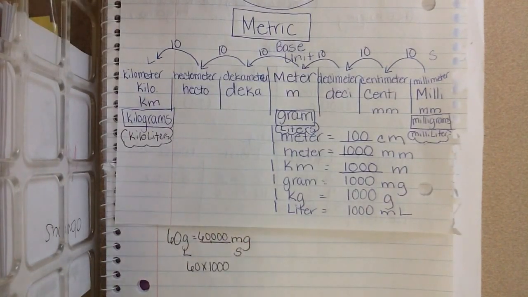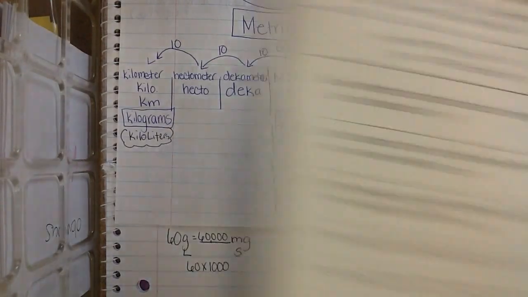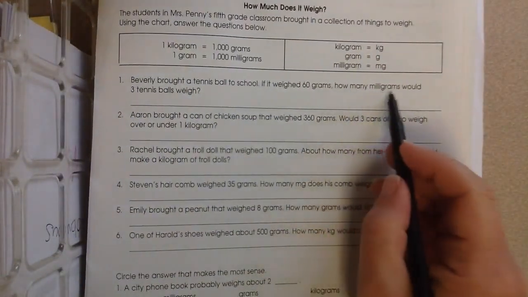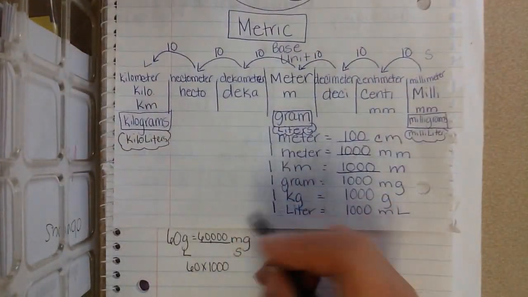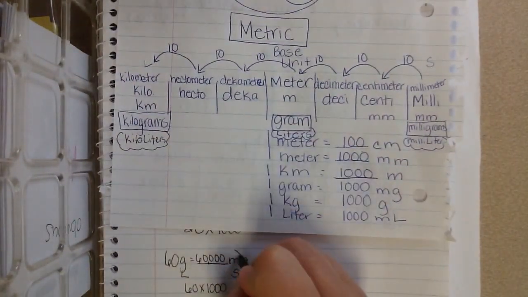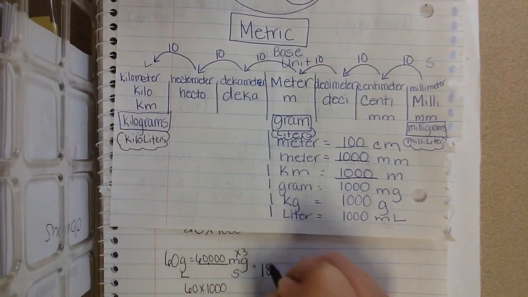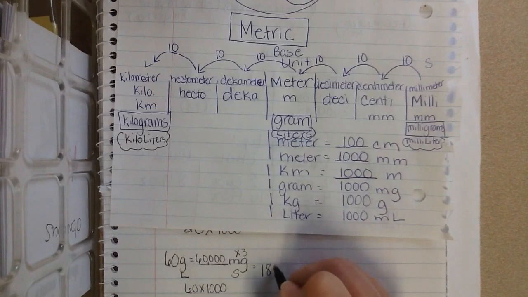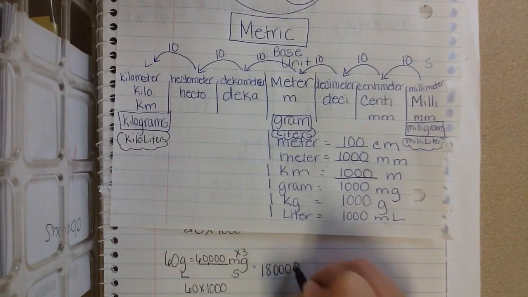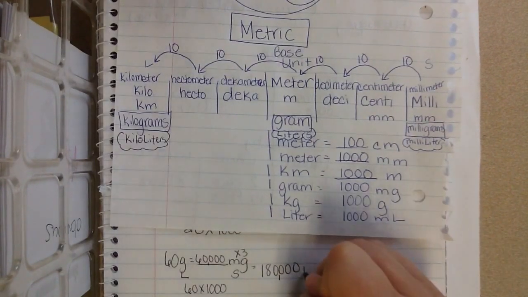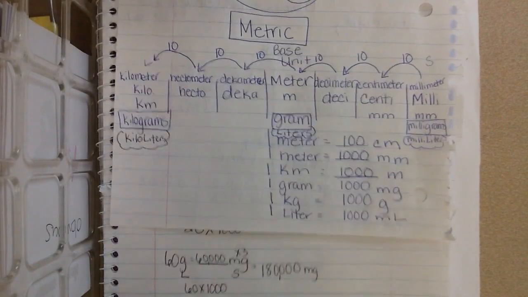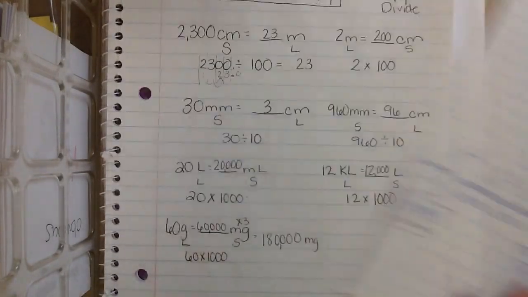But the problem said my second step. How many milligrams would 3 tennis balls weigh? So I need to multiply my answer times 3. Well, 6 times 3 is 18. Add my zeros. 3 tennis balls would weigh 180,000 milligrams.